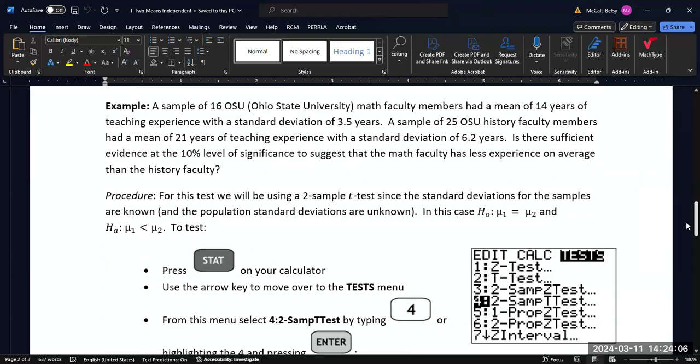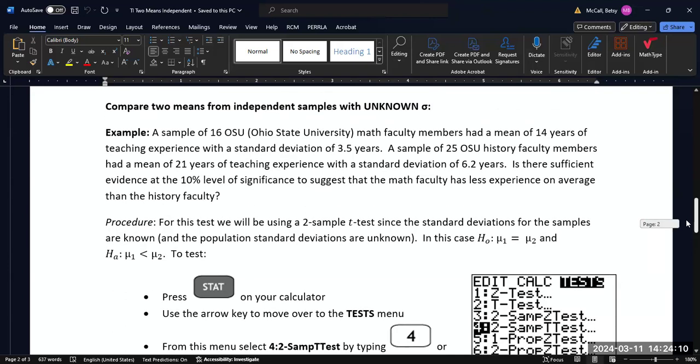Now, if you have unknown standard deviations, then either you're using the sample standard deviation and not the population standard deviation, or you're working from data where no standard deviation is mentioned. So let's look at this example.